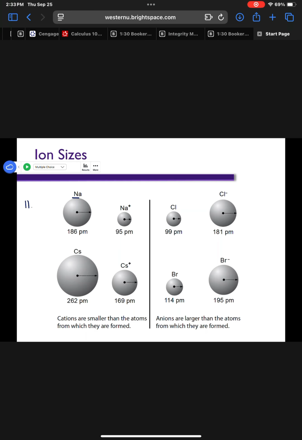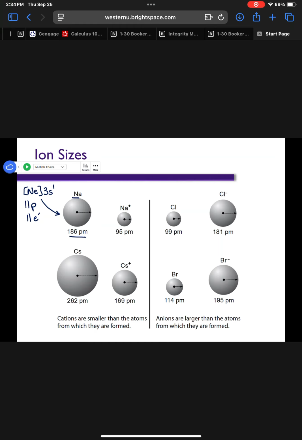Sodium has 11 protons, and if it's neutral, it has 11 electrons. Its electron configuration is the noble gas neon plus an electron in a 3s orbital. That is sodium neutral all by itself. It has an atomic radius of 186 picometers. Do you need to memorize that number? No. But do you need to know and predict? If you know 186, you could predict if the next one is going to be higher or lower depending on what we do or how we compare it.